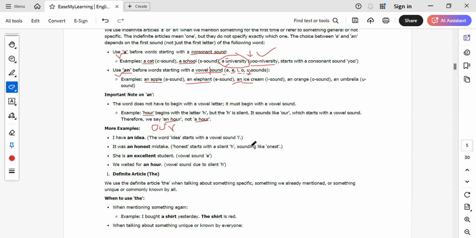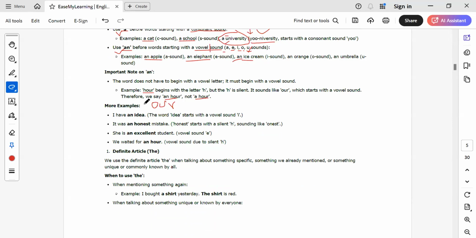For example, let's see some examples. I have an idea. Idea is a very simple word which starts with I, and we call it also idea. We do not pronounce it differently. There is no other sound which is coming and distorting the use of the word idea. So it will be an idea.